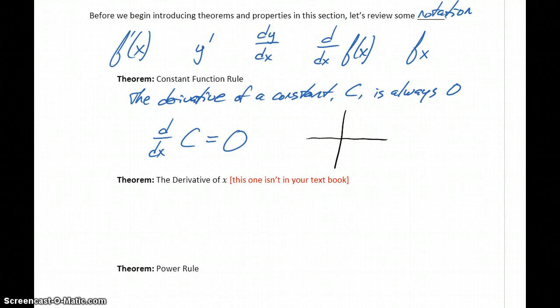And the idea here is that if we're considering the function y equals c, that again is just going to be a horizontal line. As we move left and right across the x-axis, our function value never increases or decreases, that's just remaining constant. So a horizontal line has no slope, so the rate of change of a constant is always just going to be 0.